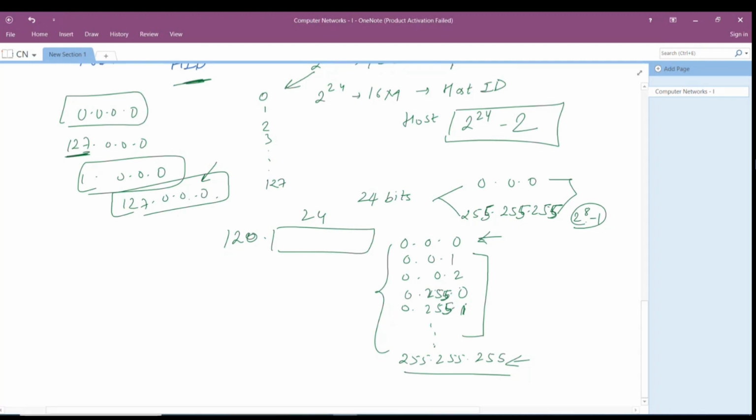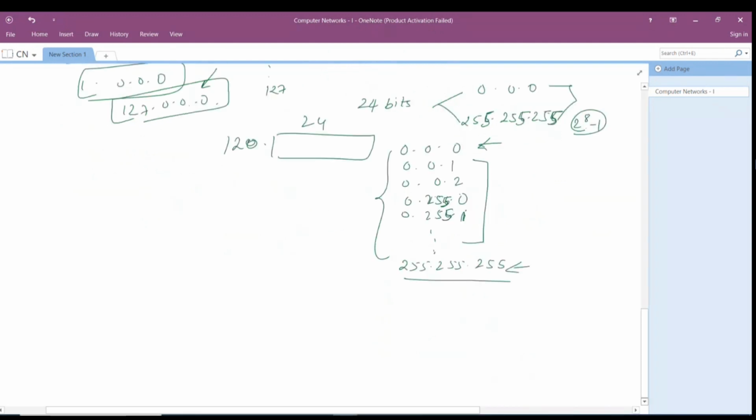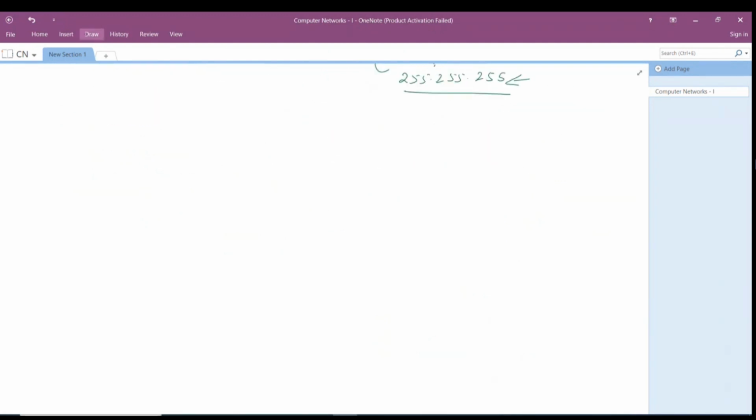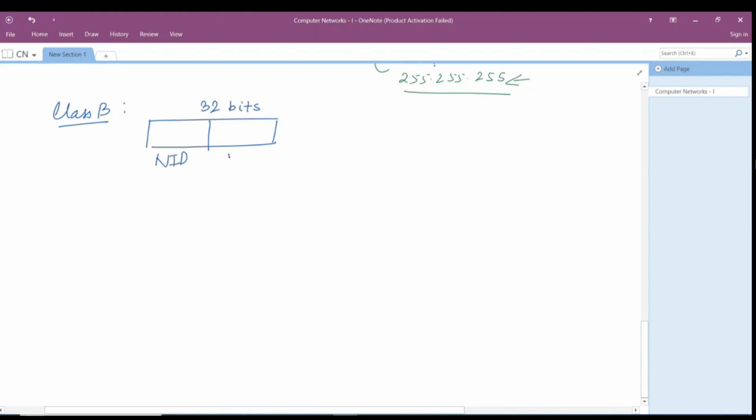Now the same thing, we go ahead with class B, class C, and class D. It will be very quick, and I want a lot of answers coming from you. So we have class B. For class B, the division is: you have 32 bits, with network ID and host ID equal. So how many bits will there be? It would be 16 bits and 16 bits.